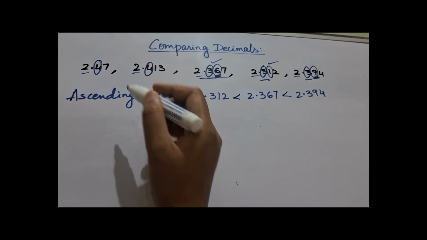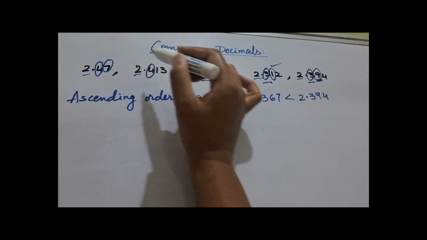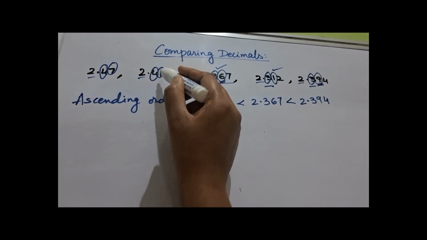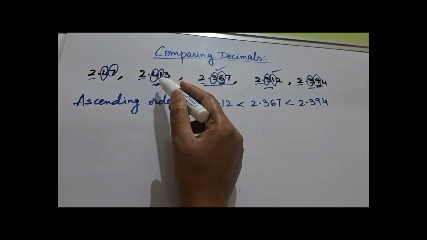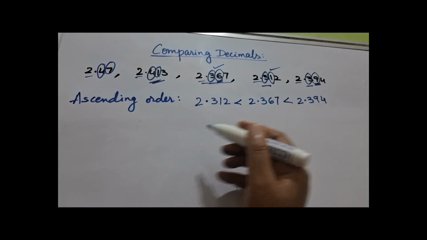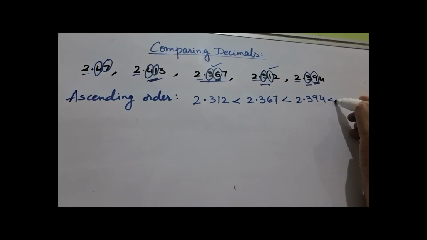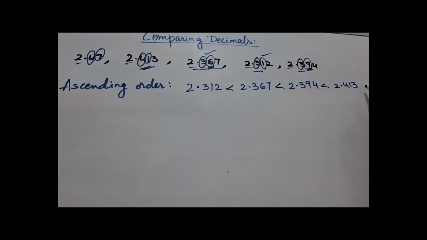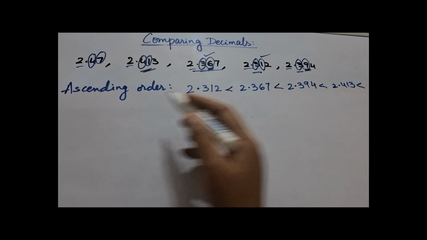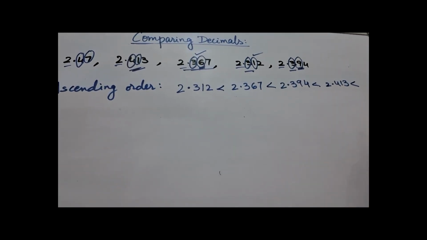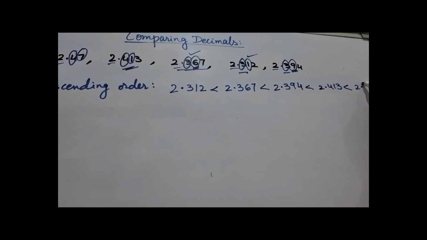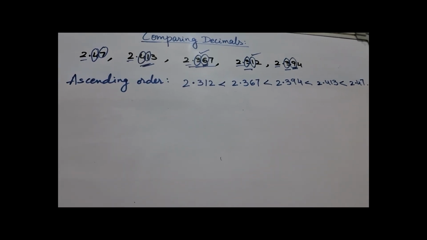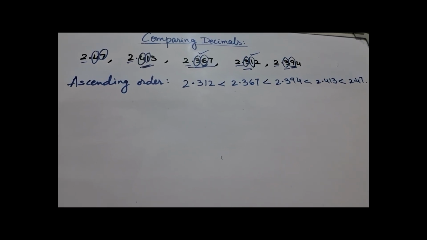From these two numbers, which one is the smallest one? Here we can see that comparing this digit and this digit, 7 and 1, 1 is the smaller number, isn't it? So this comes next. This is less than 2.413, and at last this number comes, 2.47. So in this way we need to compare the decimals, children.